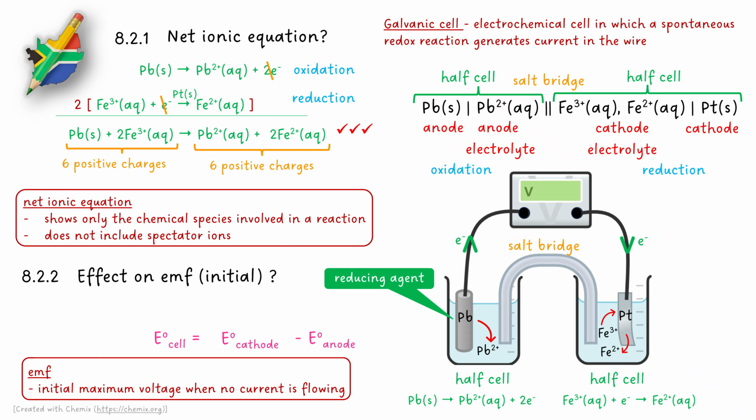At this point, this voltage is at its highest, and it decreases over time when the reaction starts. The formula for the EMF is the cell potential is equal to the electrode potential of the cathode minus the electrode potential of the anode. If a stronger reducing agent is used, the electrode potential value for the cathode will be larger. This will result in a larger E cell, in other words, a larger EMF. So the effect of a stronger reducing agent on the EMF is that the EMF increases.